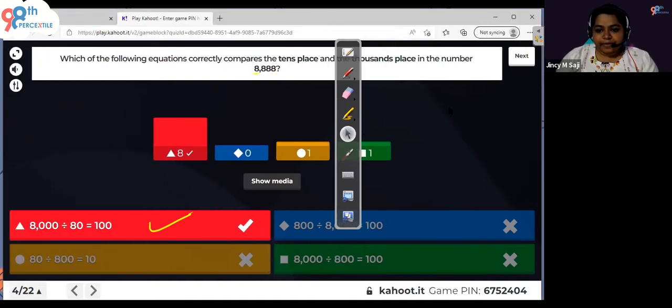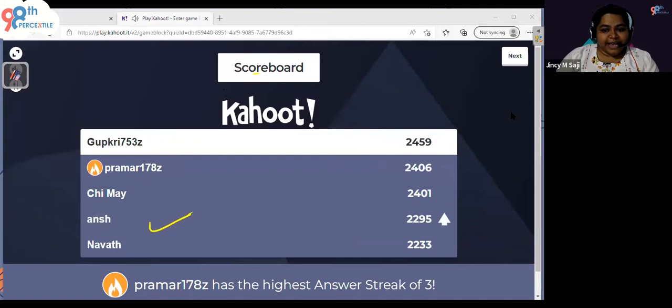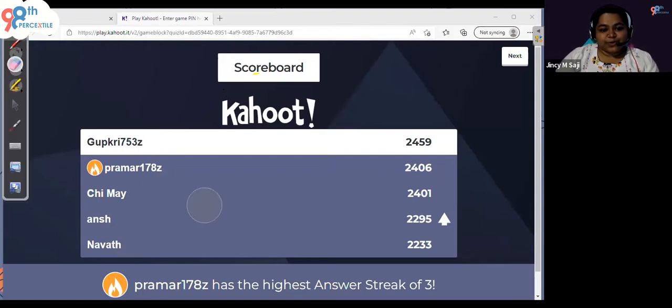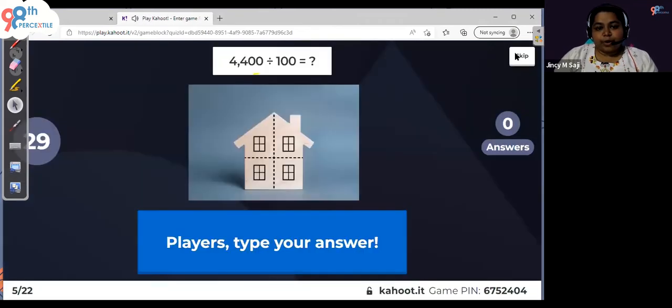Great. Let us proceed. I hope it is clear. Let's see who is the winner over here. We could see Gupkri coming up again. Very good. Others, come up quick. It has to be very quick answers. Pramar has the highest streak. Very good, Pramar. Let's move on. 4,400 over 100. You have to type your answer.